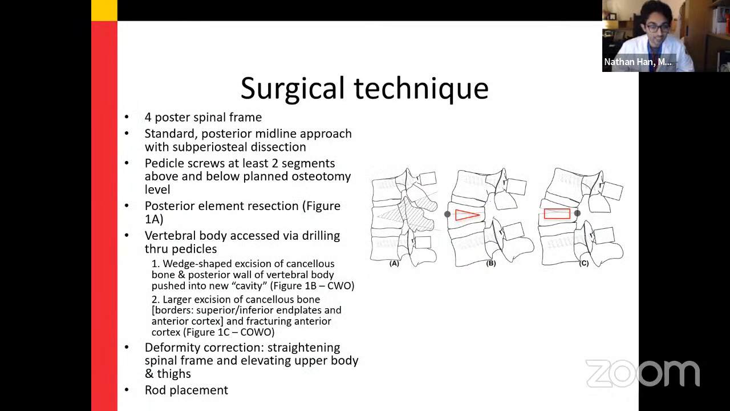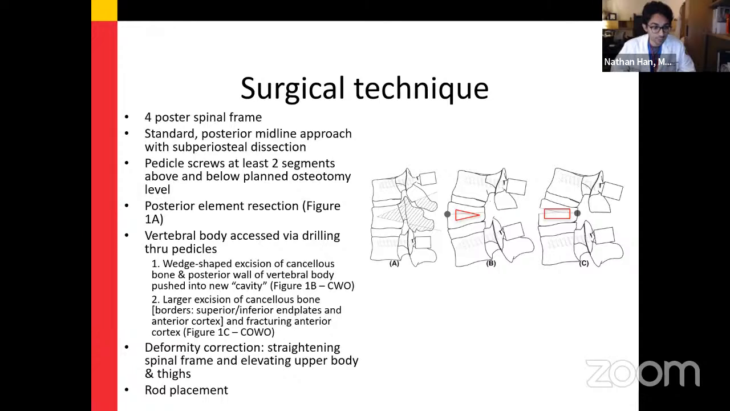For the surgical technique, a standard spinal frame, subperiosteal dissection to expose the posterior elements, and then placement of pedicle screws at least 2 segments above and 2 segments below the planned osteotomy level. In the study, all the osteotomy levels were at either L1, L2, or L3.